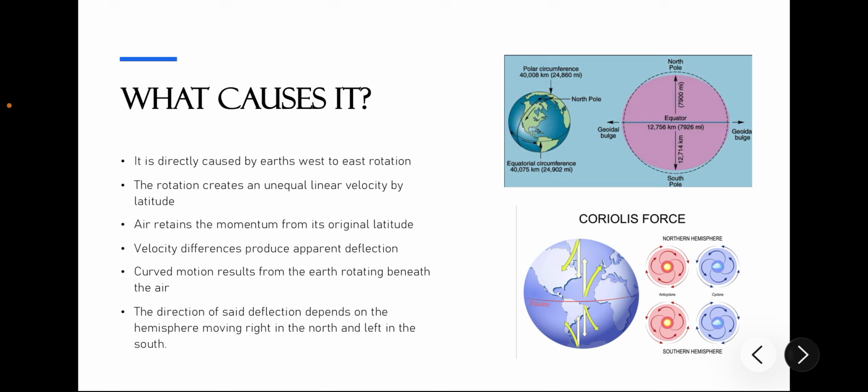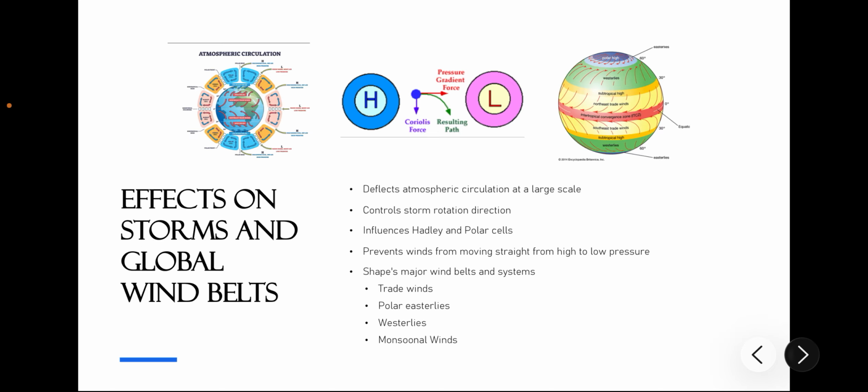Since the Earth has a spherical shape, the different latitudes move at different linear speeds, so the equator would move much faster than the poles. When air moves north or south, it retains the momentum from the latitude where it was originally. And as it travels over regions moving at different speeds, those velocity differences are what allow the deflection to be created. The air curves because the Earth is rotating underneath it, and is exactly why our northern hemisphere has that deflection to the right and why the southern hemisphere has that deflection to the left.